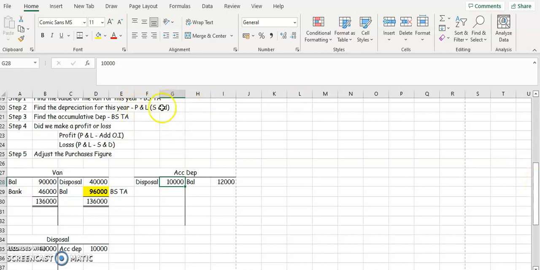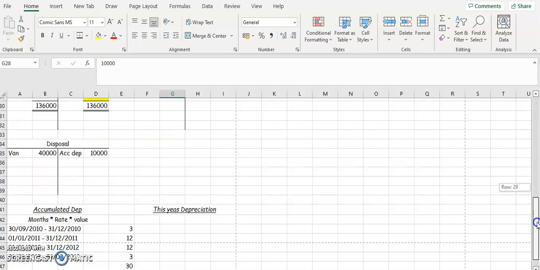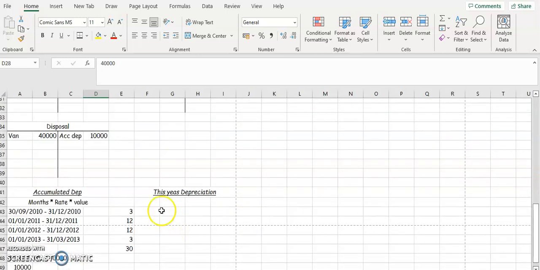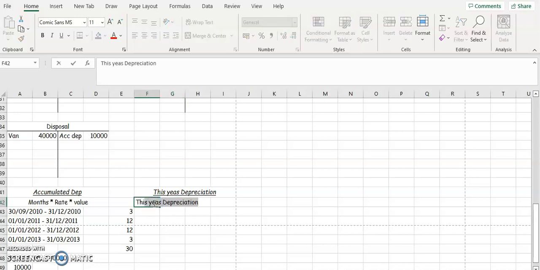The next thing to find out is the depreciation for this year. So we've got 3 counts. We've got the value of our vans that we have taken away at disposal. So this year, we're going to have all the vans, which is going to be 90,000, which is the value of all our vans. Take away 40,000, which is the value of the van that we just sold. So our vans are worth 50,000.